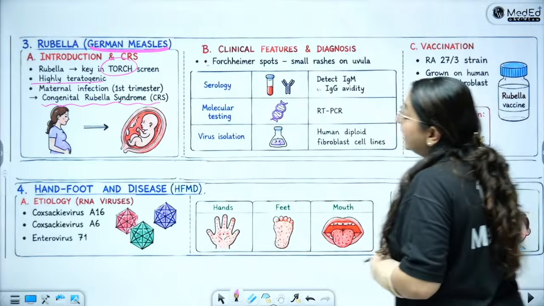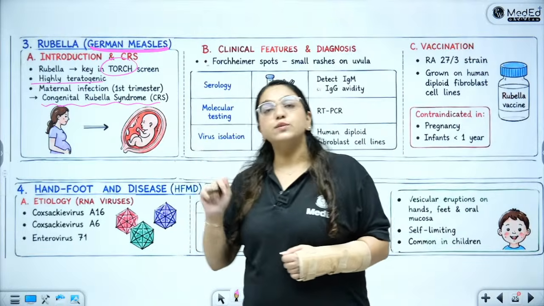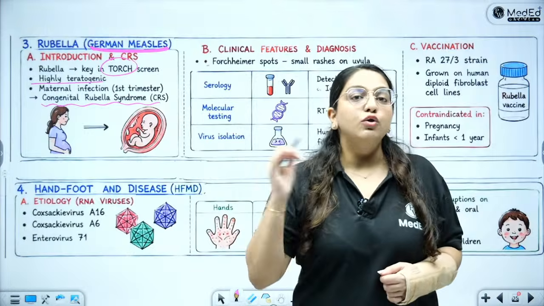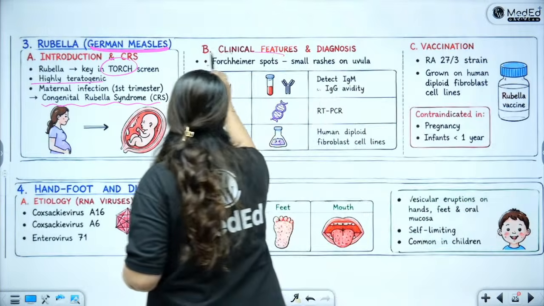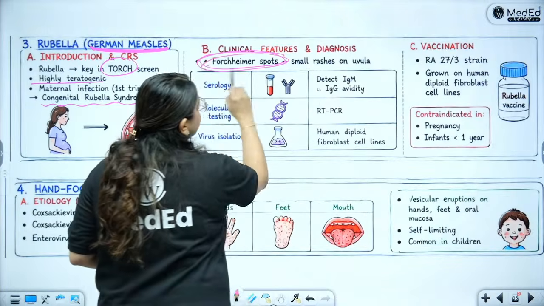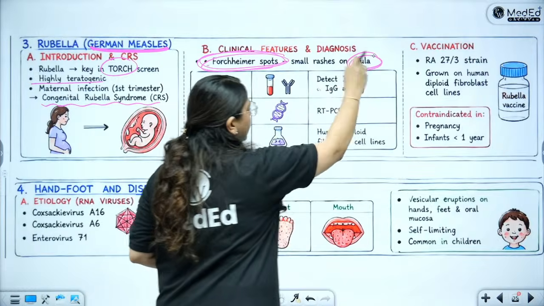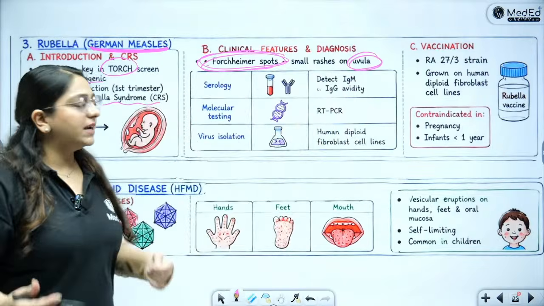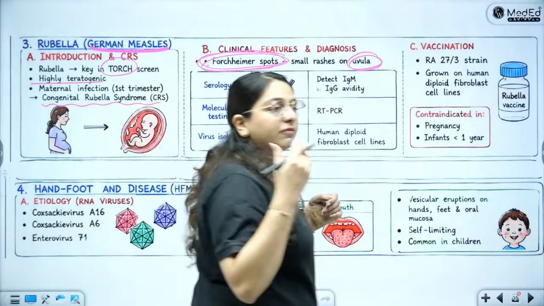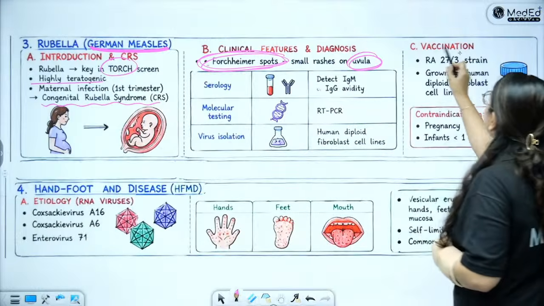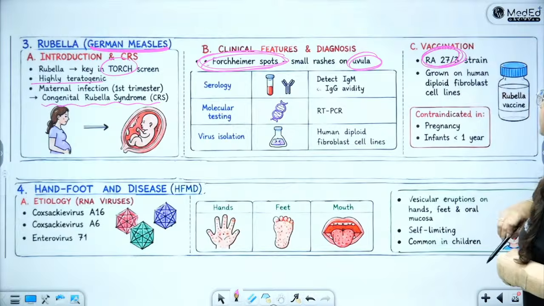Okay? Then your measles was leading to Koplik spots. Rubella leads to Forchheimer spots. What are Forchheimer spots? These are small rashes on the uvula and the palate. Of course, IgM, IgG, RT-PCR and cell line virus isolation. Vaccination strain is the RA273 strain.